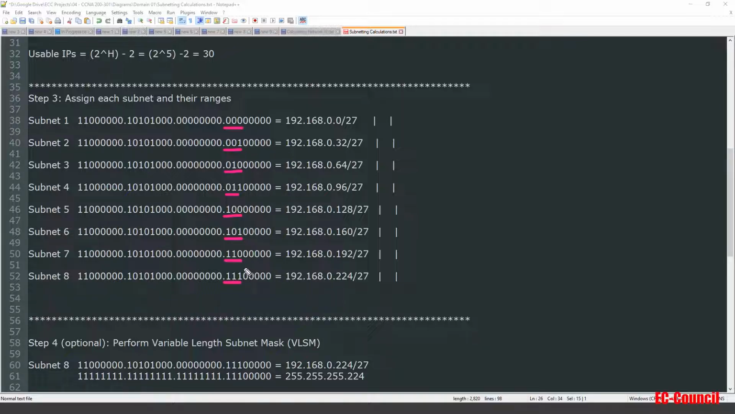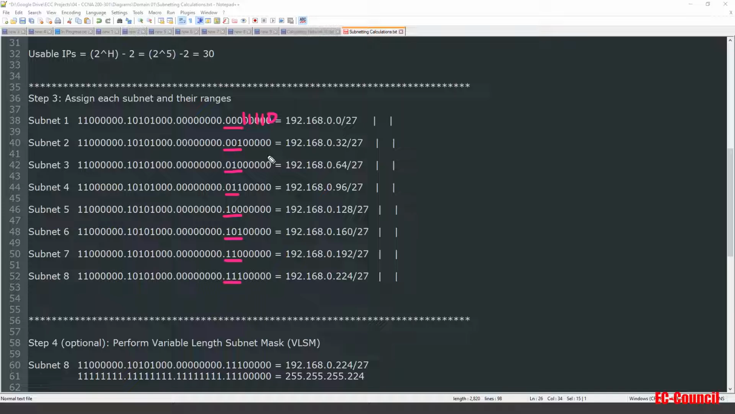Well, the first usable host in a subnet is when this bit here, the first bit from the right, is 1. The broadcast is when all host bits are 1s. And the last usable is when all host bits are 1 except the one to the furthest right. So example, the last usable will be 11110.